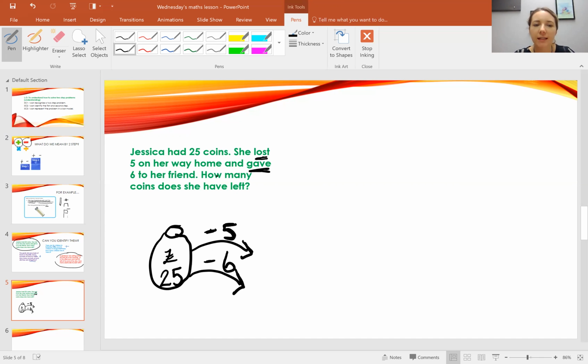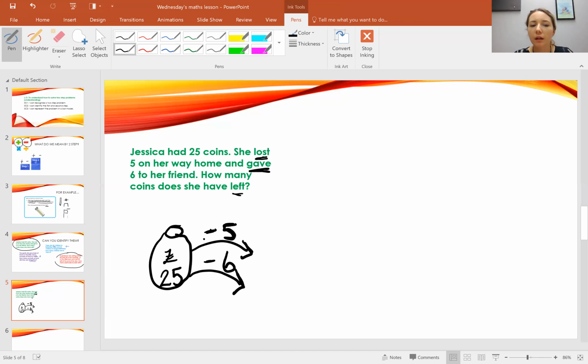And then the question is, how many coins does she have left? So we want to know how many she has once those amounts have been taken away. So the first step is to take away 5, and the second step is to take away 6 from that amount. So we've identified the steps in the problem.